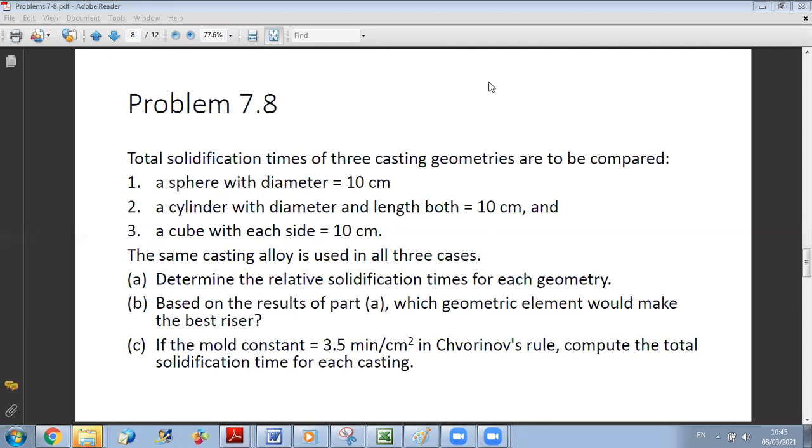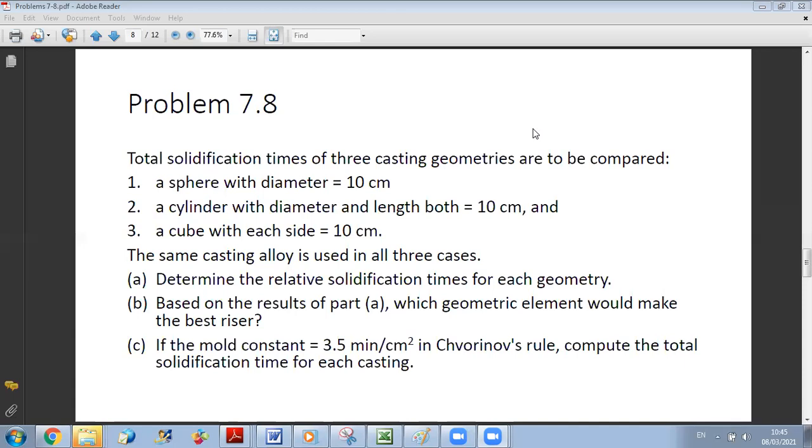So if all have the same solidification time, then I will compare what? Volume. Yes, volume. I will select the lowest volume or the highest volume? Highest. No. Why no? Because I want to reduce the waste.